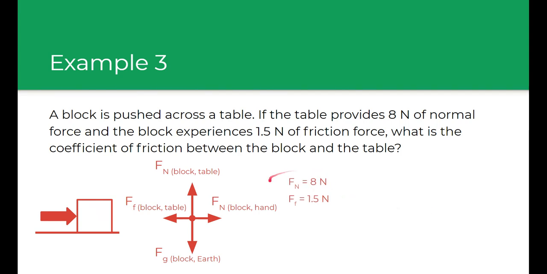So our knowns is that the normal force from the table is 8, and the friction force from the table is 1.5 newtons. We don't know the coefficient of friction, and so we'll use this equation. We can substitute the values into it, and we can divide both sides by 8 to get that the coefficient of friction is 0.19.